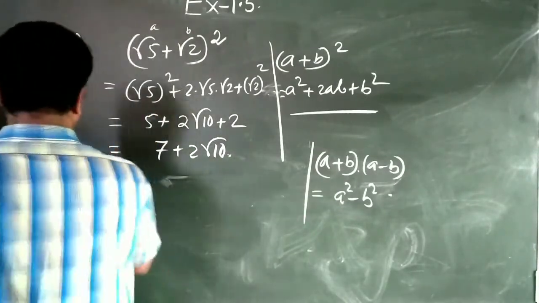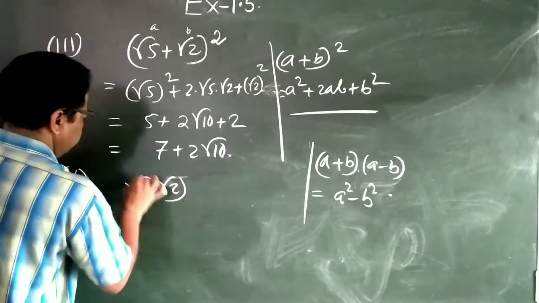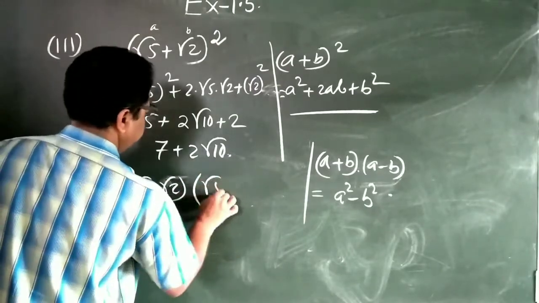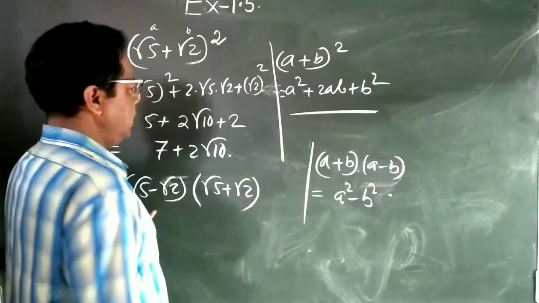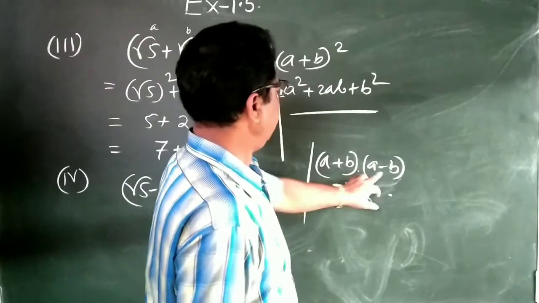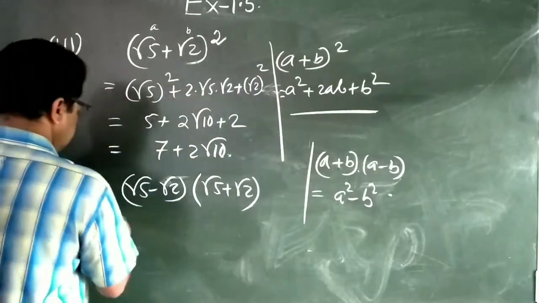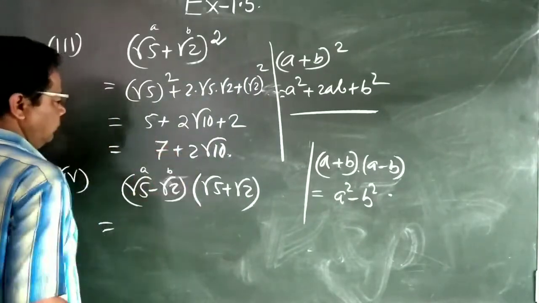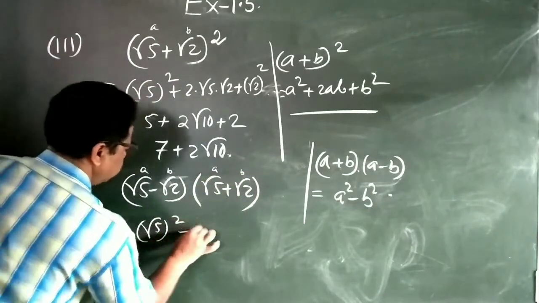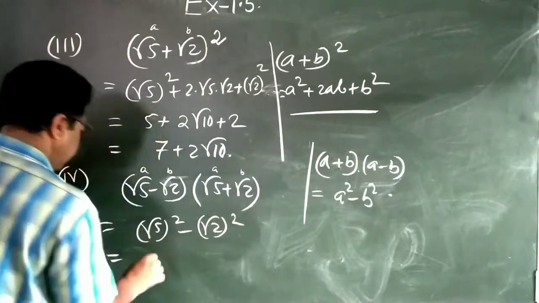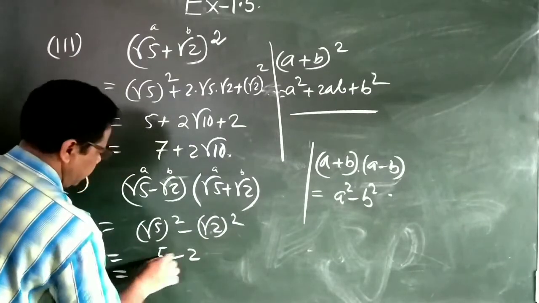Question number 4. Root 5 minus root 2 into root 5 plus root 2. This is the a minus b into a plus b form. The value of a minus b into a plus b is a square minus b square. Here this is the a term, this is the b term. Then a minus b into a plus b is a square minus b square. Then root 5 whole square is 5, minus root 2 whole square is 2. Then 5 minus 2 is 3.